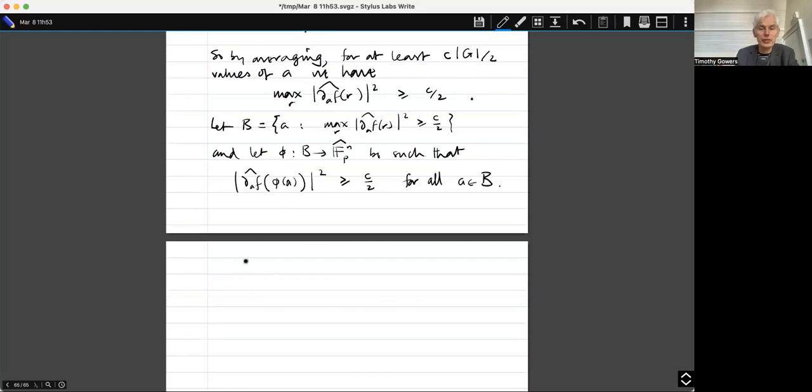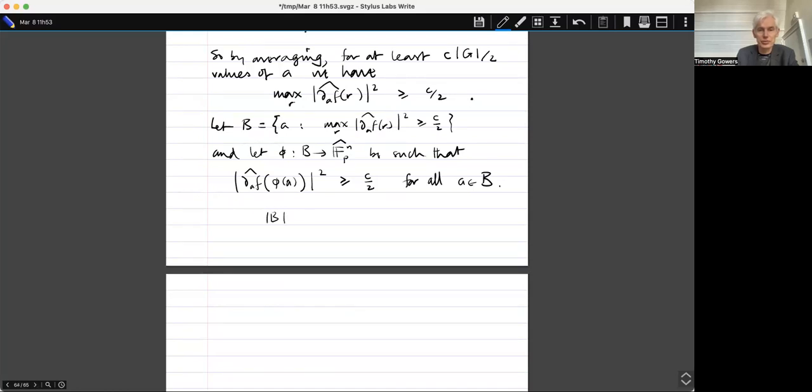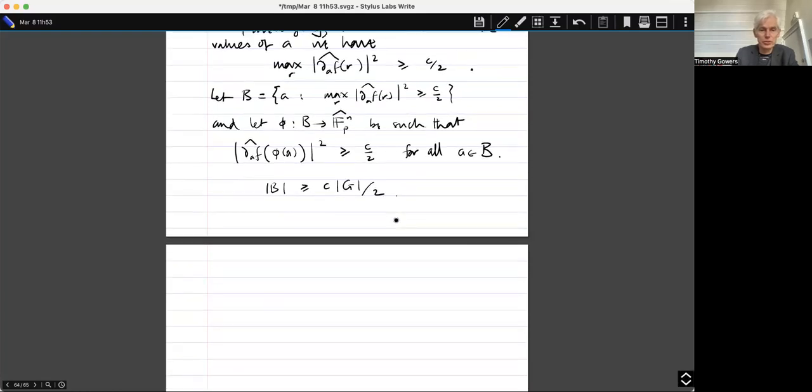And so now the key inequality we have is this inequality here. And then the other inequality that matters is that the size of B is at least c times the size of G divided by 2. So now, actually no, let's prove something.